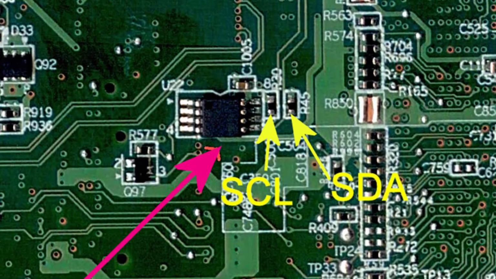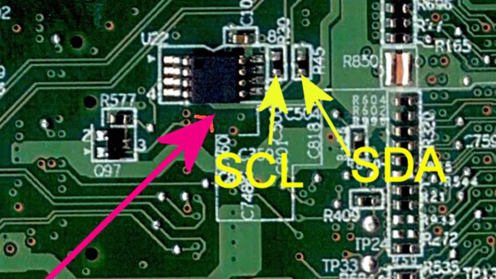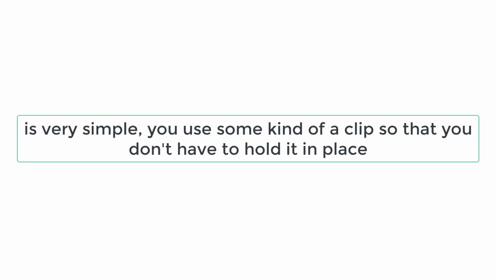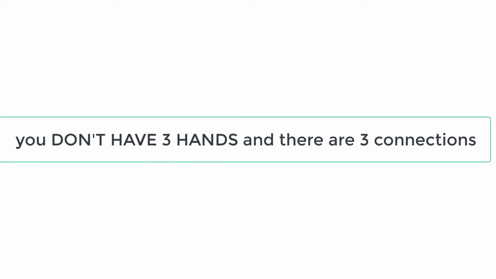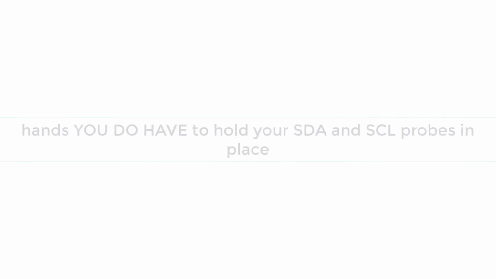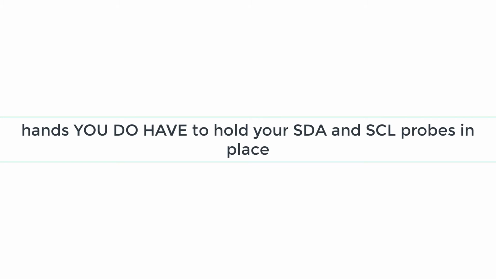SDA and SCL connection points are shown in the photo below. It's very simple, you use some kind of a clip so that you don't have to hold it in place. You don't have three hands and there are three connections: GND, SDA and SCL. So have a clip for GND, then you can use the two hands. You do have to hold your SDA and SCL probes in place.